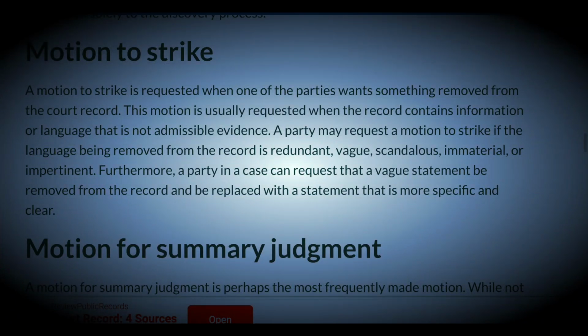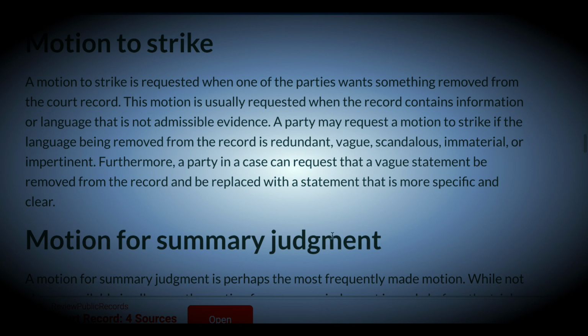Okay, motion to strike. A motion to strike is a request when one of the parties wants something removed from the court records. This motion is usually requested when the record contains information or language that is not admissible evidence. A party may request a motion to strike if the language being removed from the record is redundant, vague, scandalous, immaterial, or impertinent. Furthermore, a party in a case can request that a vague statement be removed from the record, to be replaced with a statement that is more sufficient and clear.